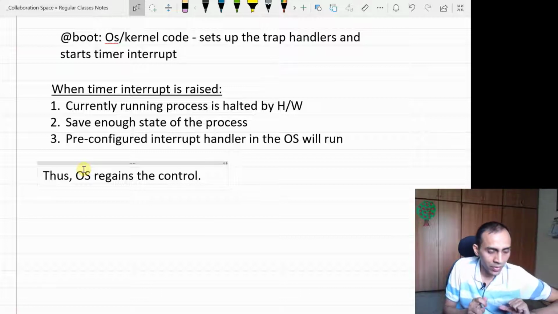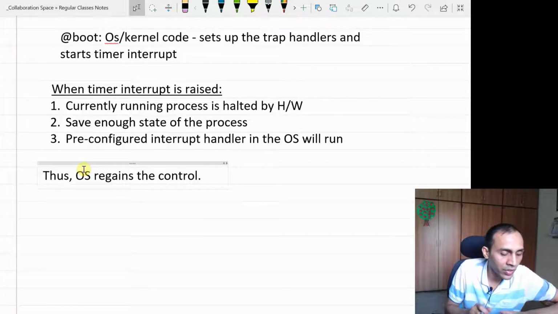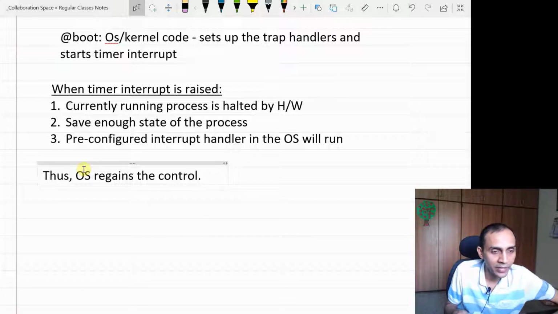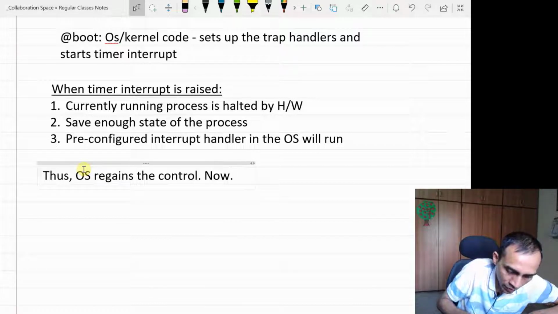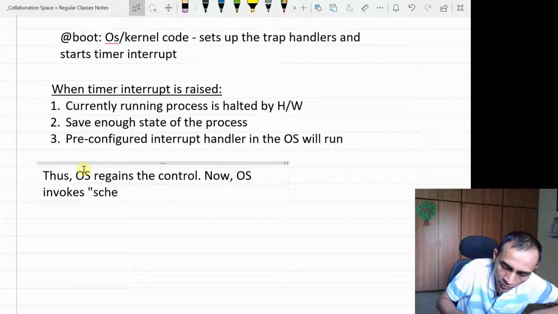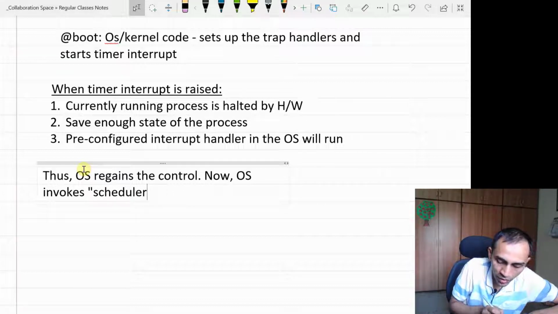Which was basically our objective. And once the OS has regained control, now the OS can decide what to do, whether to switch to another process or let the current process continue its execution. So what does the OS do now? It invokes a part of its code, which is called a scheduler. Within the OS, there is a part of the OS code called the process scheduler.